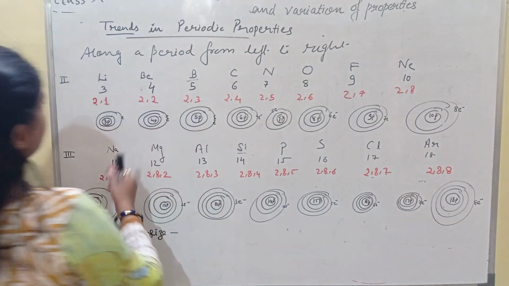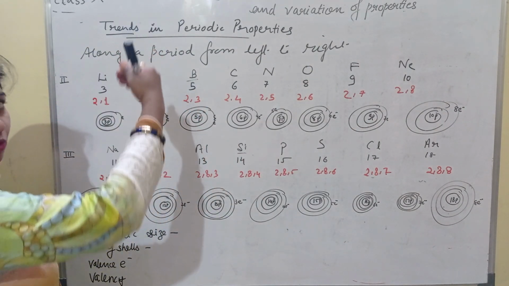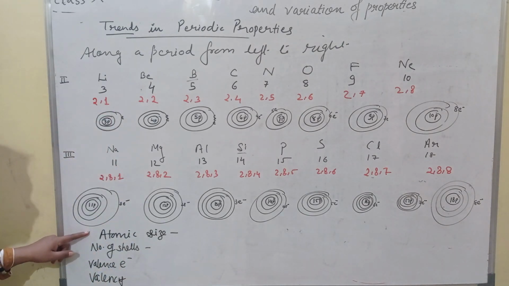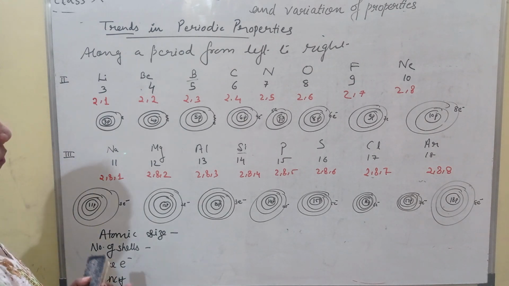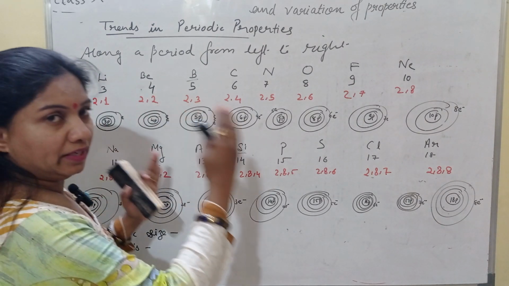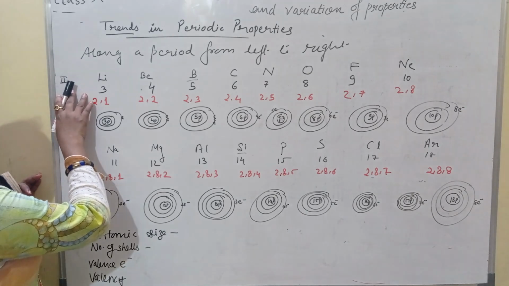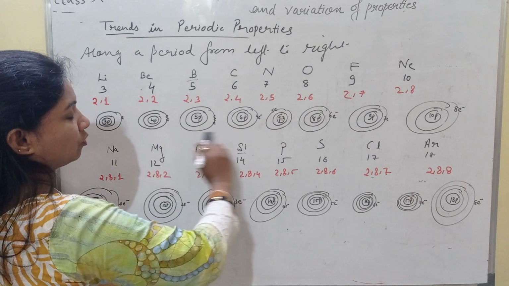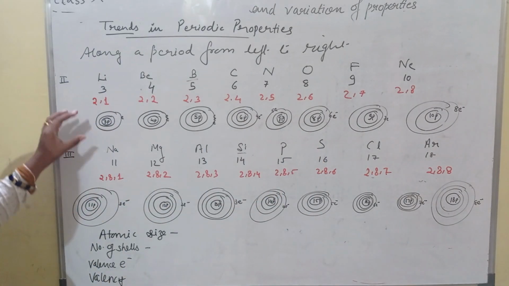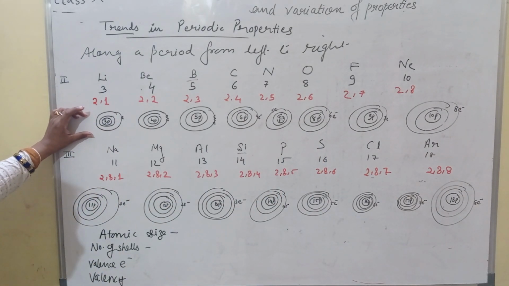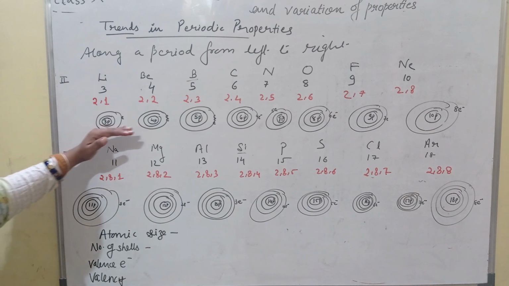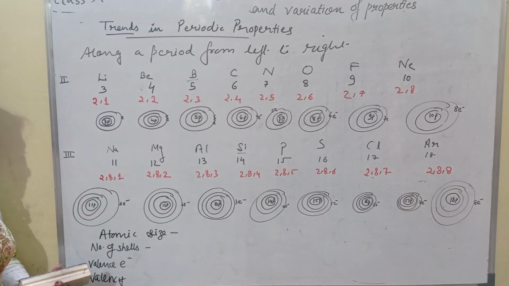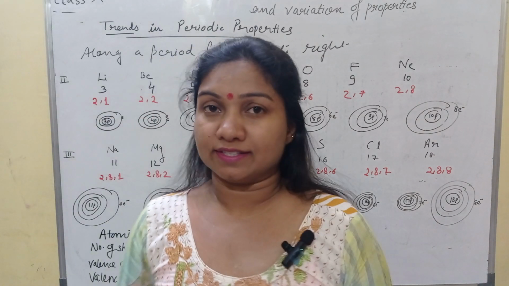In a period we move from left to right, and in a group from top to bottom. First we'll see from left to right, starting with atomic size. What happens to the atomic size when we move along a period? Here the number of protons is 3, 4, 5, 6, which means the number of protons is increasing, and that is clearly visible from the structure of the atom. What happens if the number of protons increases? That means the nuclear charge inside the nucleus is increasing.